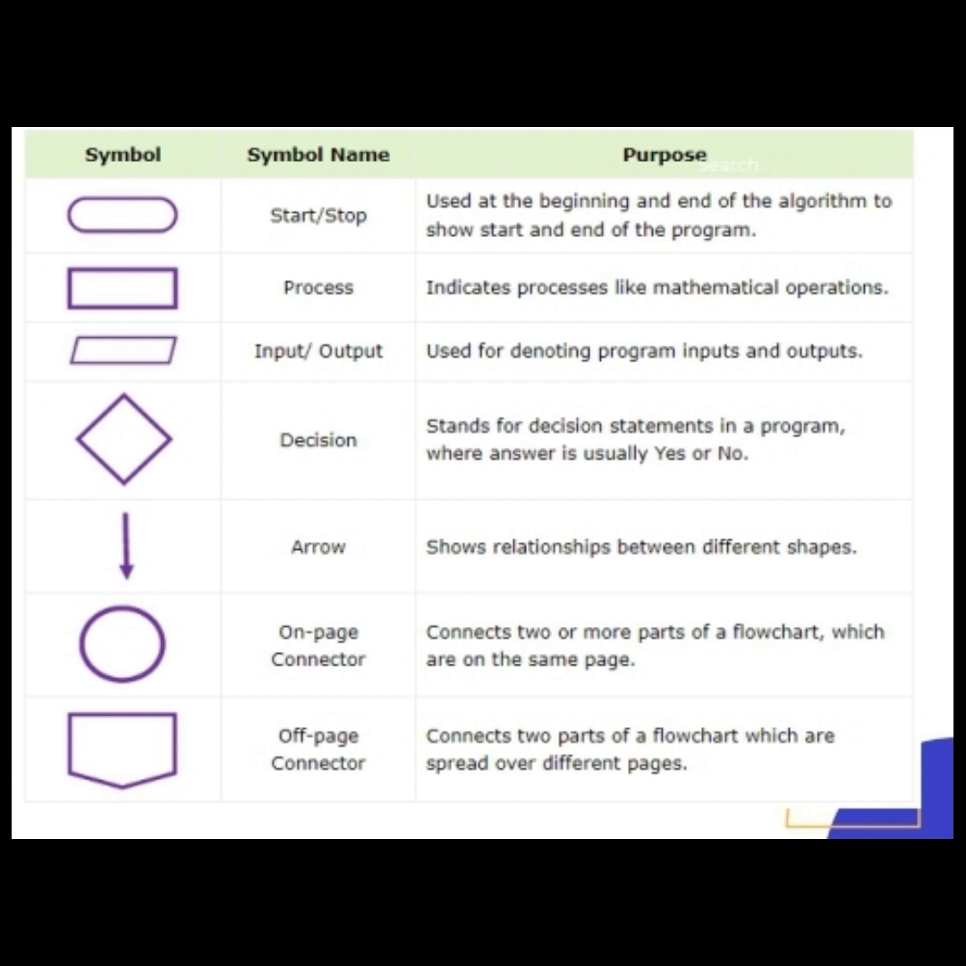And the fifth one is arrow. Arrow shows relations between different shapes. The sixth one is circle. Circles symbolize on-page connector. Connects two or more parts of a flowchart which are on the same page, and etc.